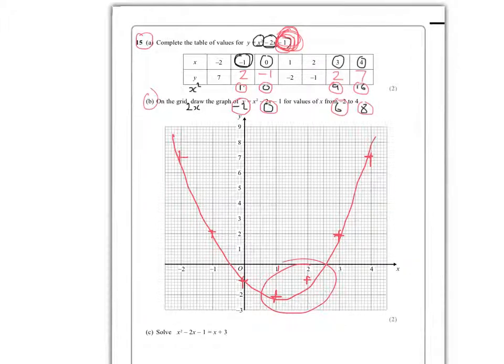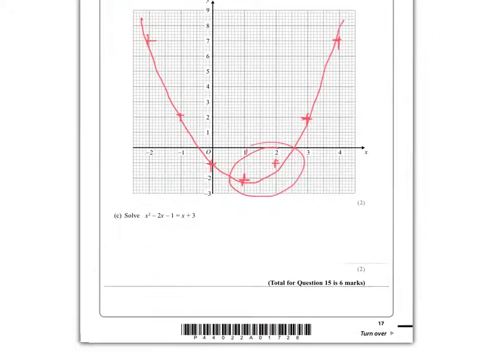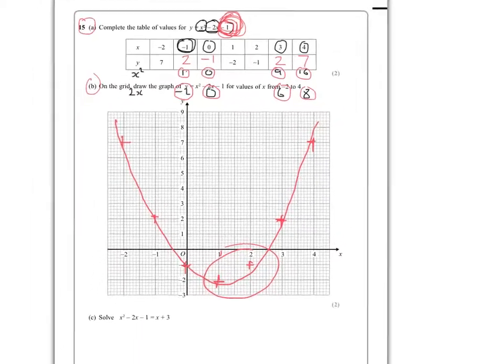Watch for this sort of thing. If you're doing it with a pencil on a proper piece of paper, you should actually make sure your curve goes straight through all the points. The last part of that question, not something we've covered this year, I'm going to skip over that one.